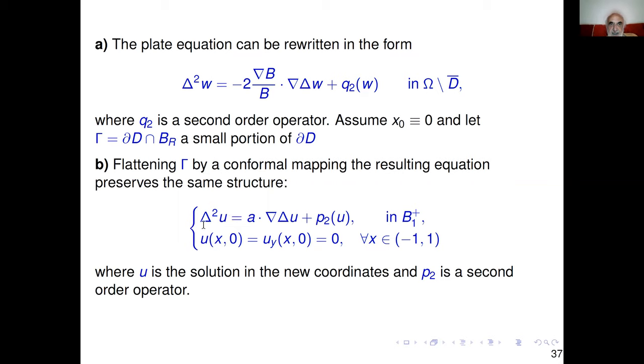Thus we have that the delta square of U is transformed. Delta square U is equal to a vector coefficient times gradient, the Laplace operator of U, and a second order operator. And here we have the Dirichlet condition.